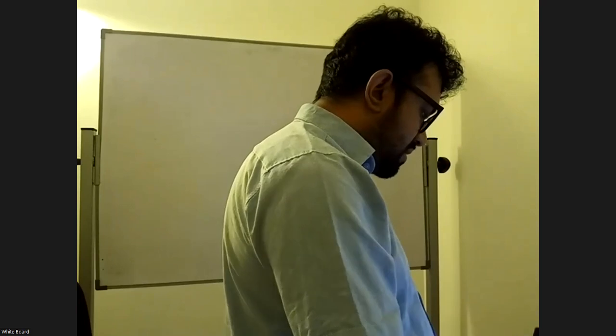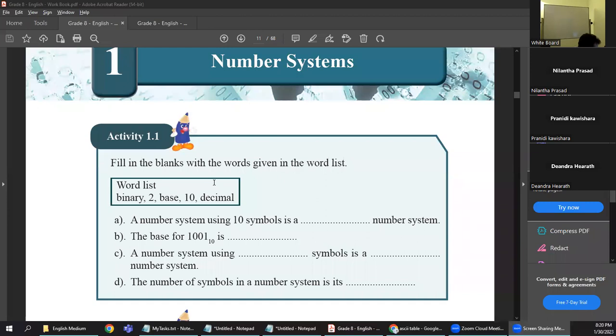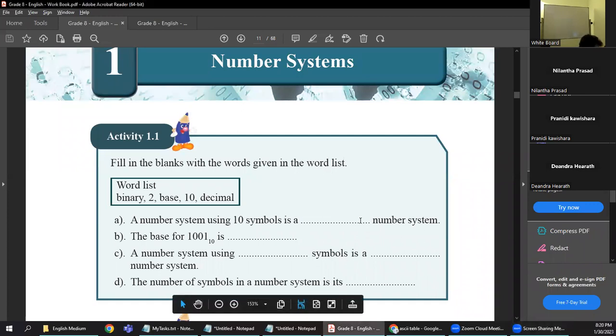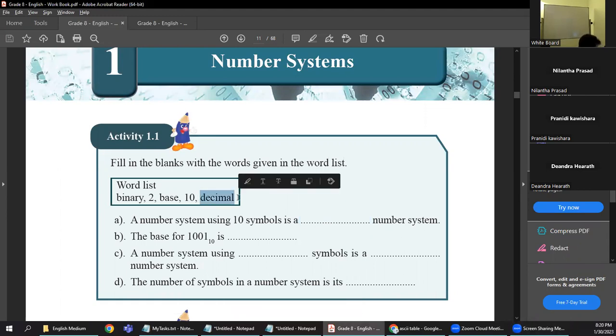Sir, yes, what are the answers? A number system using 10 symbols. Can you see that? Yes, sir. A number system using 10 symbols is a what? Decimal number system. Right, that's good. Decimal number system.